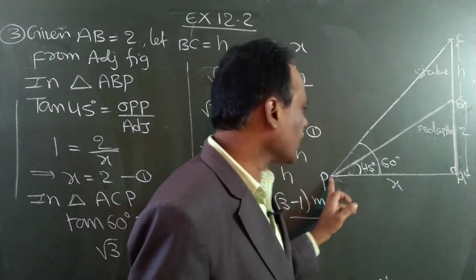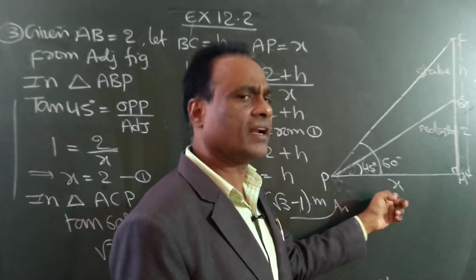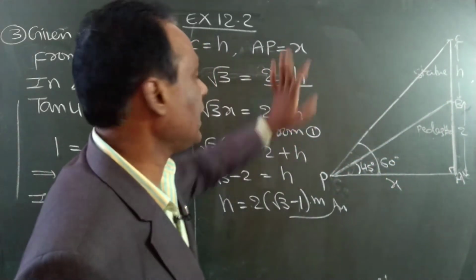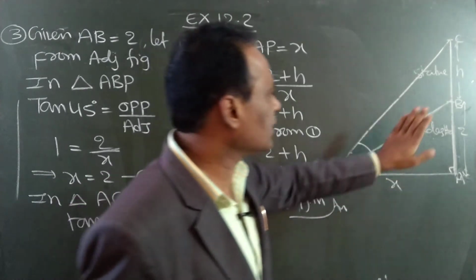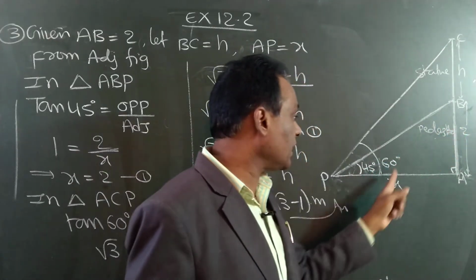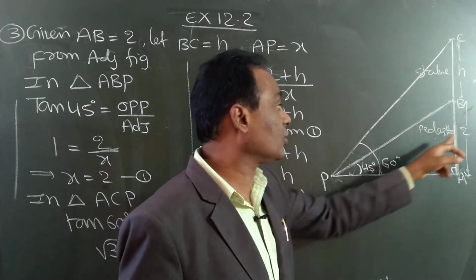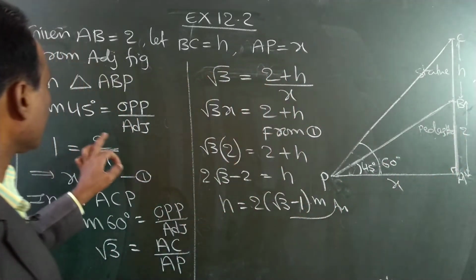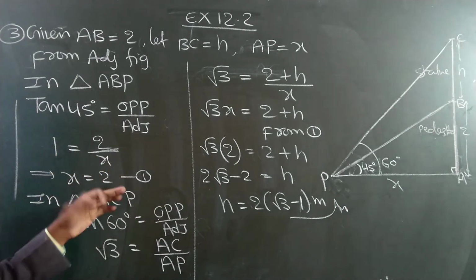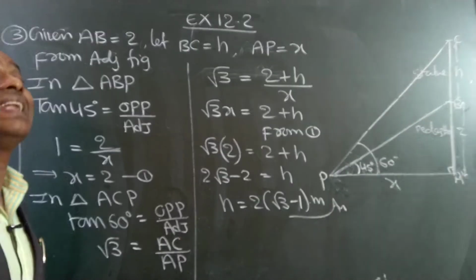This is actually not required, but we have to take it as something, and after that we use this in finding the H value. Let AP be equal to X. So simple, I am taking the smaller triangle. Tan 45 is equal to opposite by adjacent. Tan 45 is equal to 2 by X. Tan 45 is 1. X into 1, X is equal to 2. We got the X value, but we have to find H.